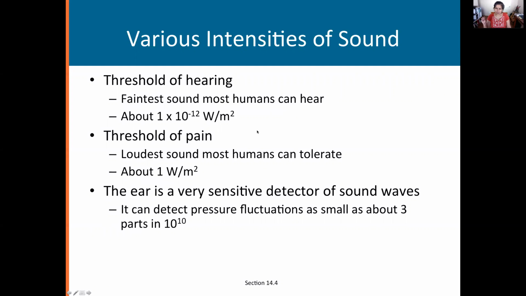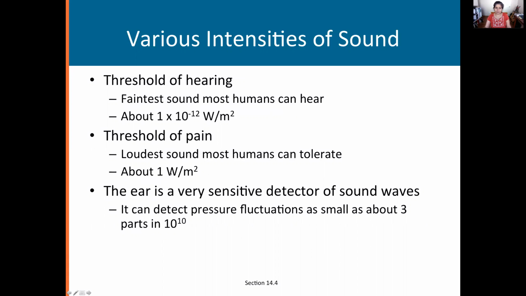The faintest sound that you can hear, which was 0 decibels, is about 10 to the negative 12 watts per meter squared. So that's how much energy needs to flow per unit time, per unit area, for you to be able to hear it. This is an important number. It's well worth having some familiarity with it. At the highest intensity that we can bear, it's about 1 watt per meter squared.